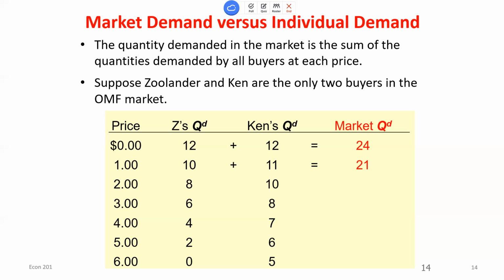We would just add up the quantity demanded of every person in our economy, at a simple 2-person economy at this point. And we could come up with these values all the way down to this last price of $6. Right? And we could keep going if we wanted to.